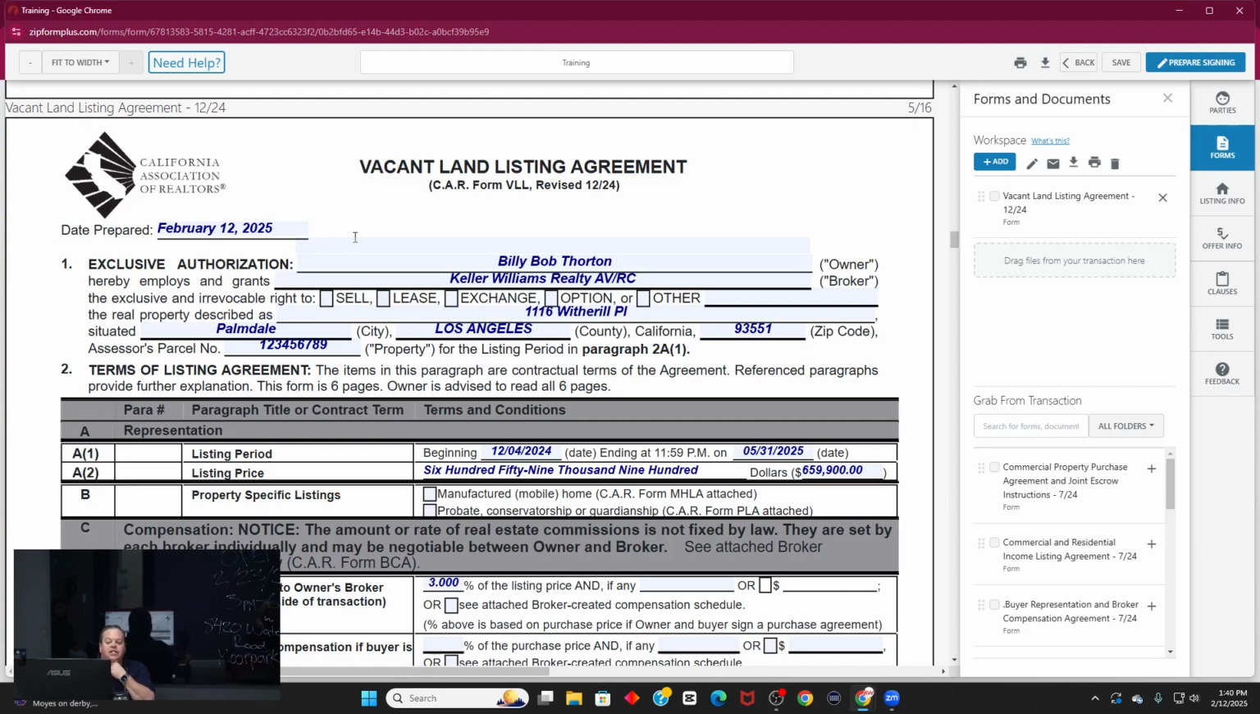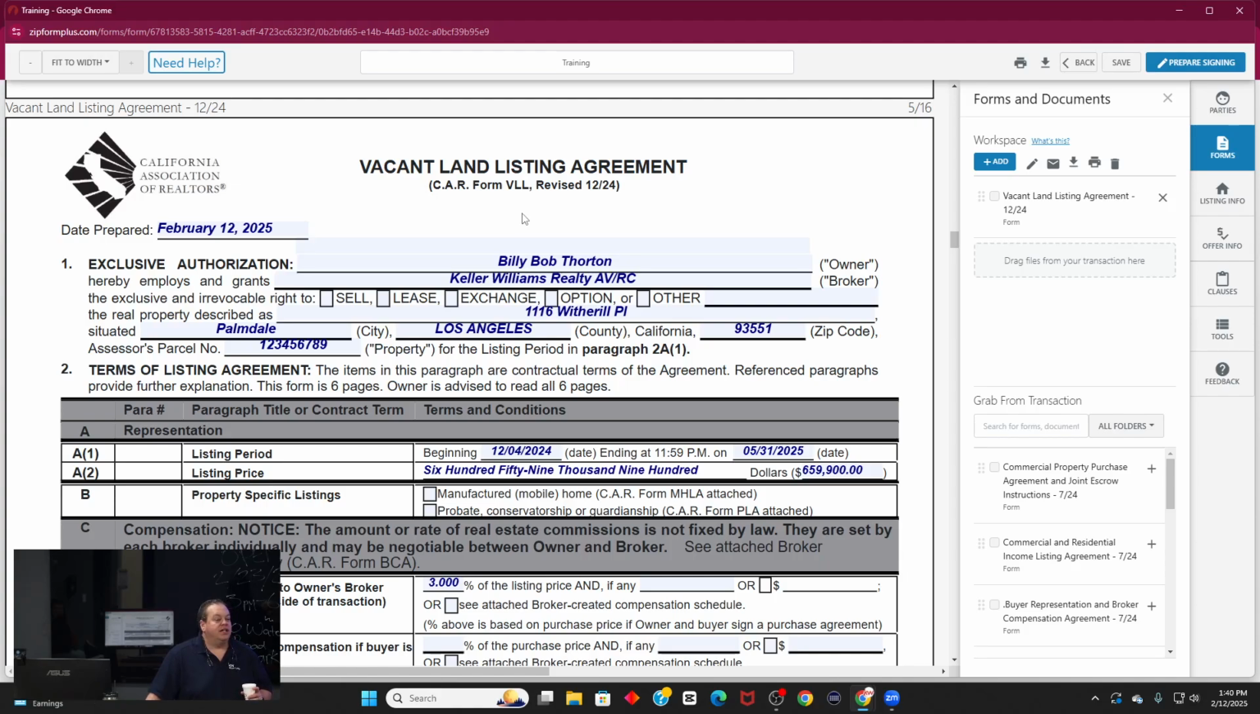The exclusive authorization for the owner. Now, because this came up earlier today, what happens if you have two owners on the property and one of them has passed away? Do both names have to go on the listing agreement? No. Depends on if the one who passed away was in a trust or not. How many signatures, or how many people on title does it take to list a property for sale? One. It doesn't take both, right?